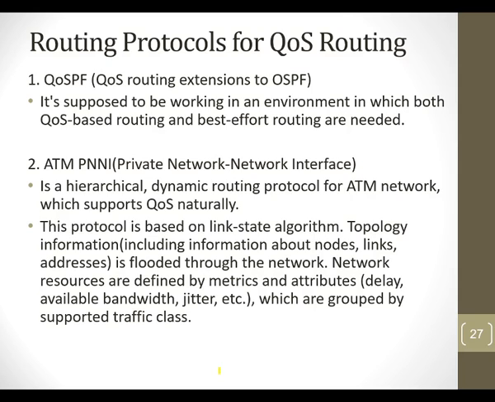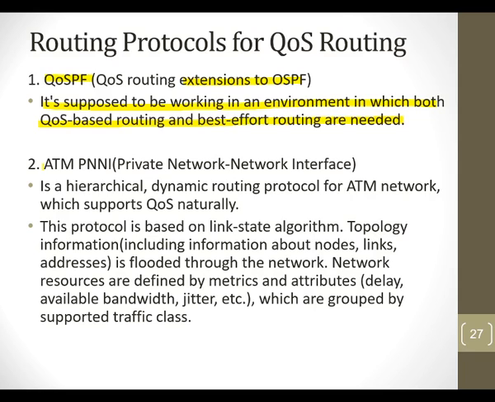Here, we will give two examples of quality of service-based routing protocols. The first one is the QoSPF, an extension to OSPF into which quality of service functions are added. OSPF is also based on link state algorithm and is a hierarchical protocol. The design goal of the QoSPF is to define an approach which, while achieving the target of improving performance for quality of service flows, does it with the least possible impact on the existing OSPF protocol. It is supposed to be working in an environment in which both quality of service based routing and best effort routing are needed.